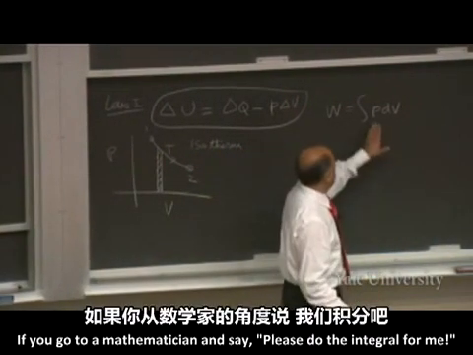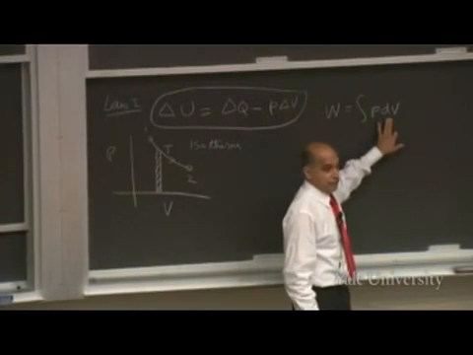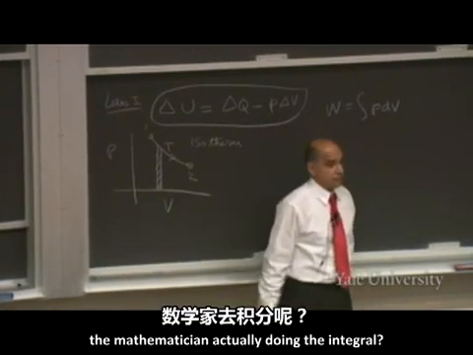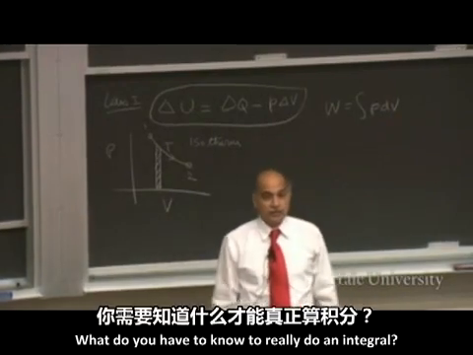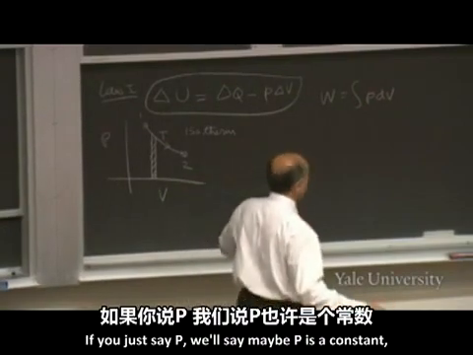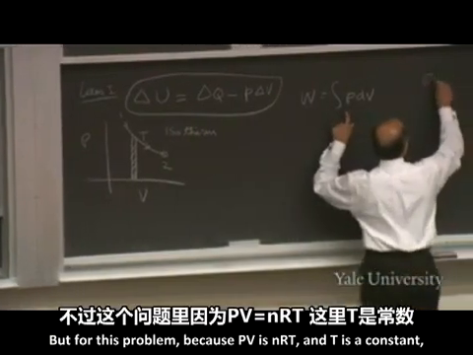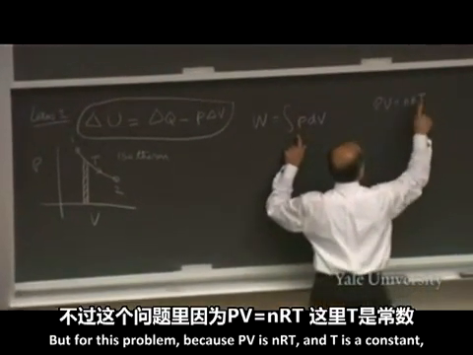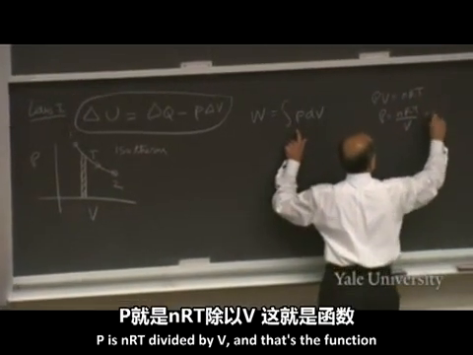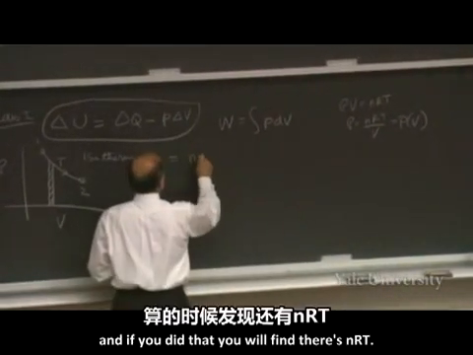If you go to a mathematician and say, please do the integral for me, can the mathematician do this? What's coming in the way of the mathematician actually doing the integral? What do you have to know to really do an integral? You have to know the function. If you just say P, maybe P is a constant, in which case I'll pull it out of the integral. But for this problem, because PV is nRT and T is a constant, P is nRT divided by V, and that's the function of V that you would need to do the integral. And if you did that, you will find it's nRT.